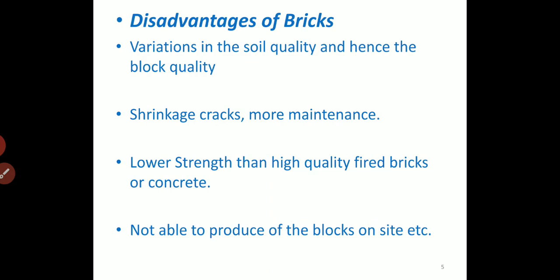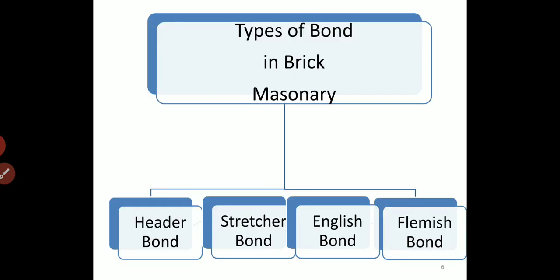Lower strength than high quality fire bricks. There is one type of brick called a fire brick. The strength of these bricks is much lower than the fire bricks, and it is not possible to produce these blocks on site. These bricks are not produced on site. So these are the advantages and disadvantages of bricks.